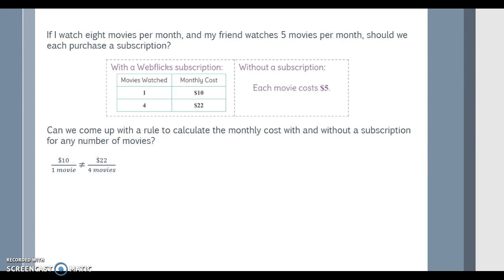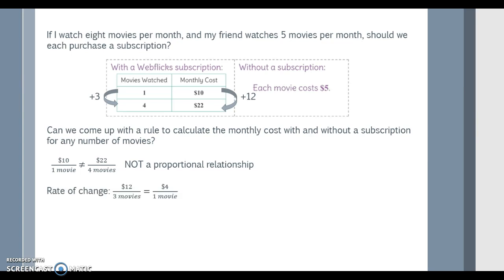Well, I see here that the ratio of $10 for one movie is not equivalent to $22 for 4 movies. So it's not proportional together. But I do see that when I go to the movies watched, I increase 3 movies and I increase $12. So the rate of change is $12 per 3 movies or $4 per movie. So for 8 movies, it would be $38.